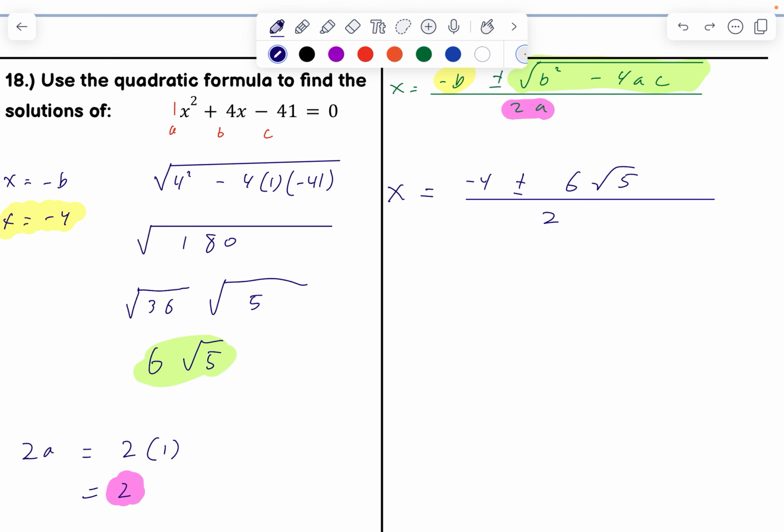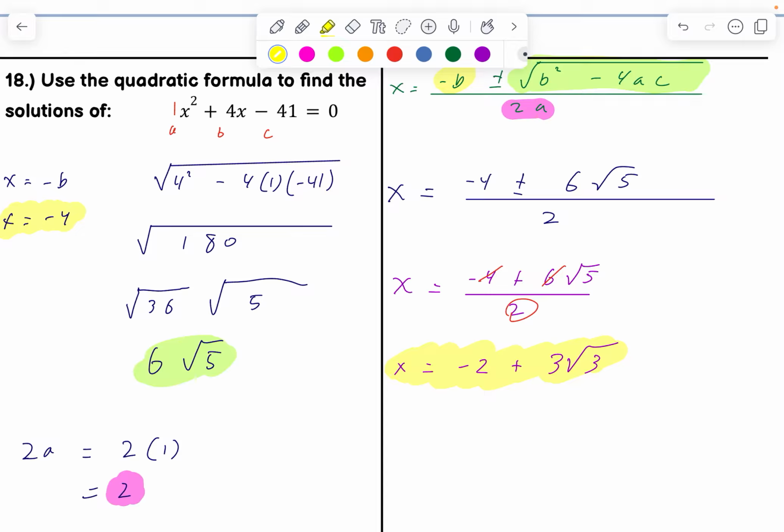Let's simplify this. So for the purple one, and you guys know purple means positive, we're going to have the fraction x equals negative 4 plus 6 radical 5 over 2. And the only thing I can think of to do here, without getting any decimals, of course, is we're going to divide negative 4 and 6 by 2. Let's divide both of those by 2. And that's going to drop us off with x equals negative 4 divided by 2 is negative 2. Plus 6 divided by 2 is 3. The radical 5 comes down for the ride. And that's going to end up being one of our solutions.